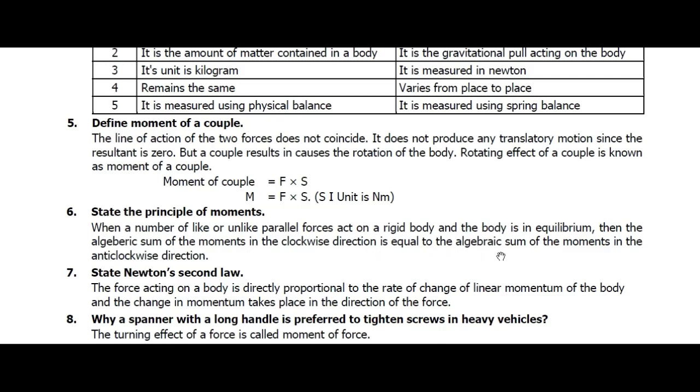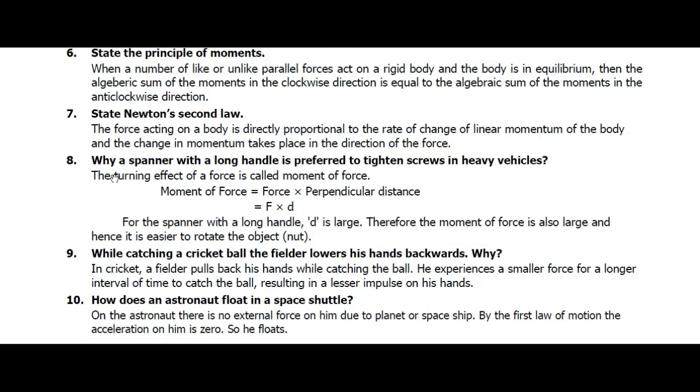Eighth question: why is a spanner with a long handle preferred to tighten screws in heavy vehicles? The answer: the turning effect of a force is called the moment of a force. Moment of a force is equal to force into perpendicular distance. So the formula is moment of a force equals F into d. For a spanner with a long handle, d is large, therefore the moment of the force is also large, and hence it is easier to rotate the object.